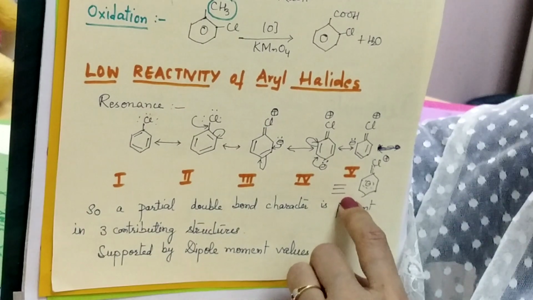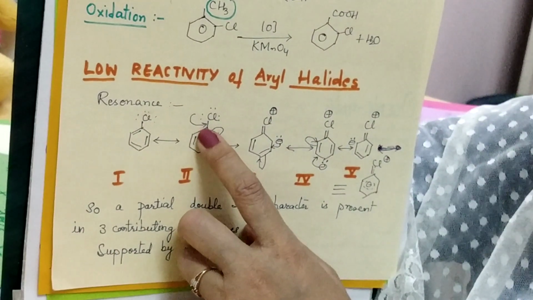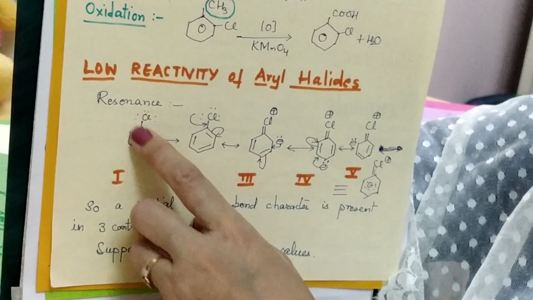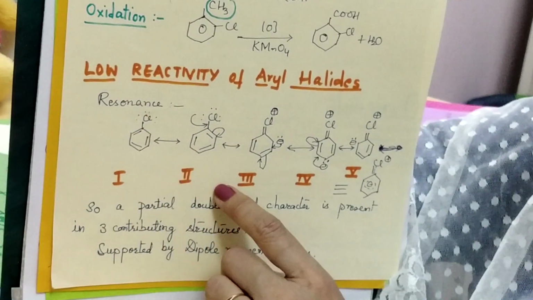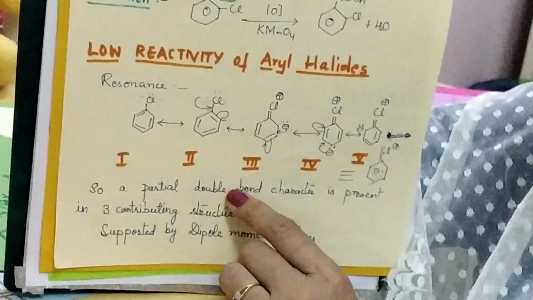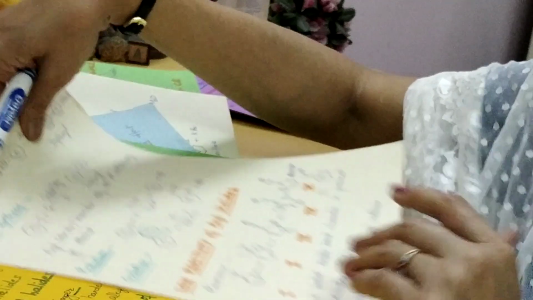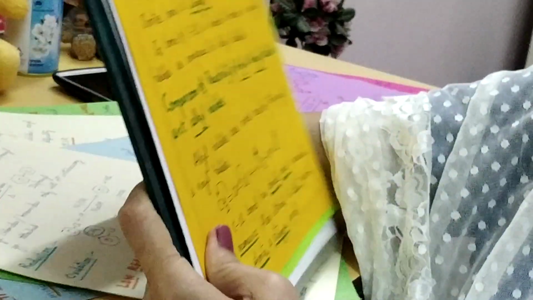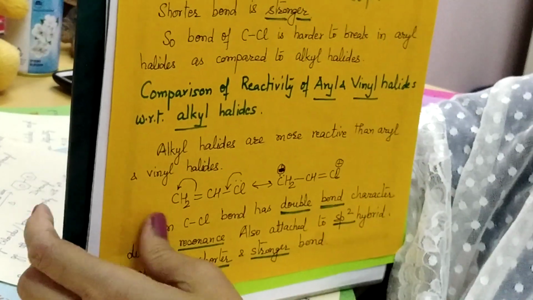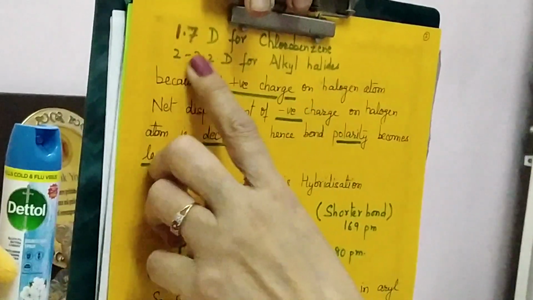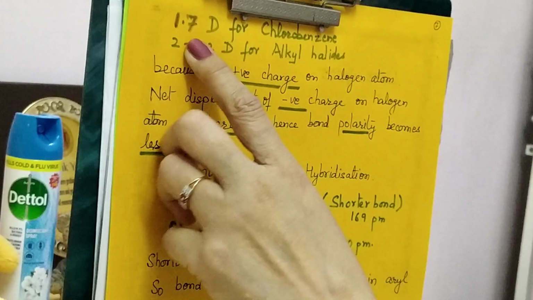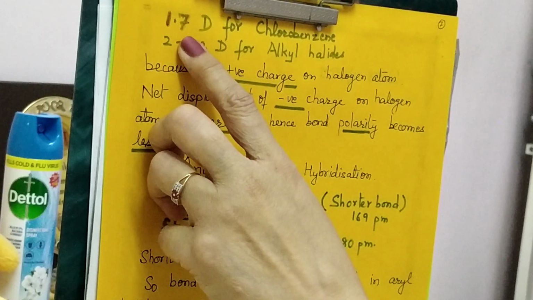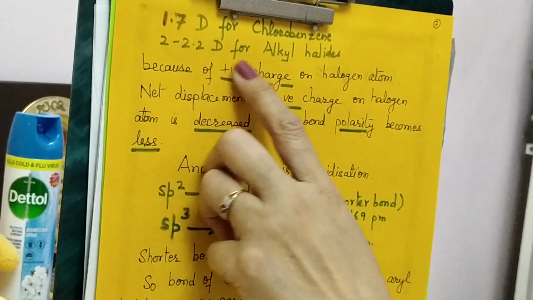Besides that, this carbon which has this chlorine atom is sp2 hybridized. An sp2 hybrid bond is shorter, stouter, stronger, as I told you, and therefore it is rather difficult to break. This is all proven by the dipole moment data for aryl halides, and if we compare them with alkyl halides, you can see the dipole moment for aryl halides is much less as compared to that for alkyl halides.